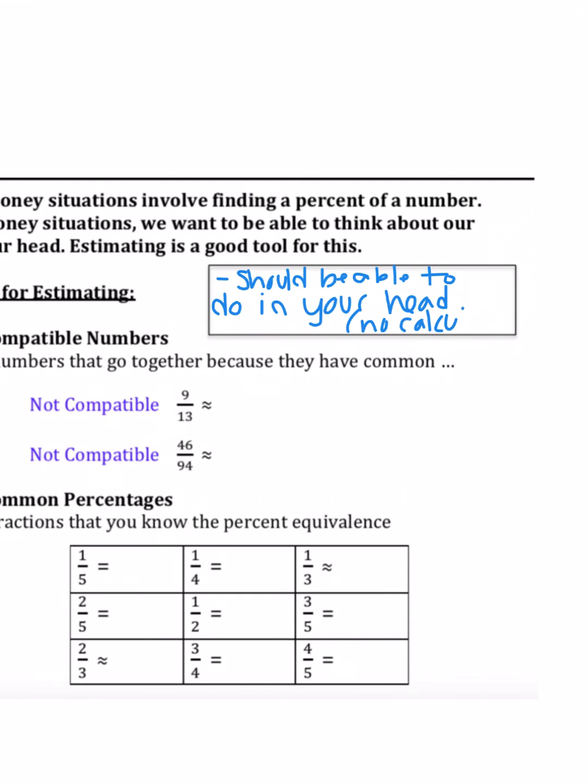Now that said, you will have a calculator for these problems, so it's kind of misleading, but the point is you shouldn't need the calculator to do it. If you're doing it exactly like 8.1 through 8.3, then you're doing it incorrectly. This is a different skill. Estimating is its own skill.